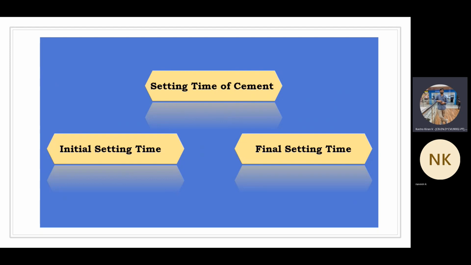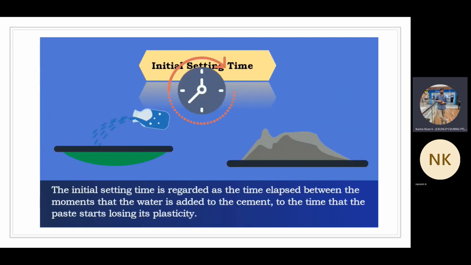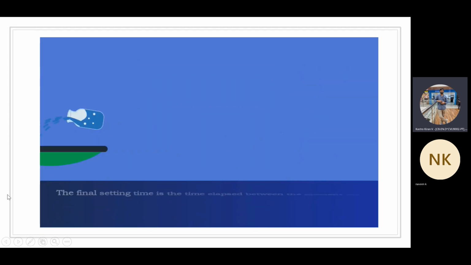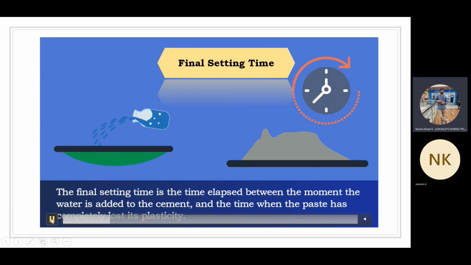So there are two types of setting of cement: initial setting time and final setting time. So you can see what is this initial setting time. Initial setting time is regarded as the time elapsed between the moment that water is added. As soon as you add the water, what happens to the cement particles? The cement particles usually will be available in the form of powder. Now, when you add water, what happens? It will turn into the form of paste. So that stage is called as initial setting time. Converting the cement powder into the form of a cement paste is called as initial setting time.